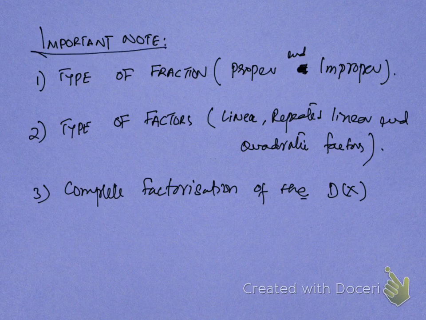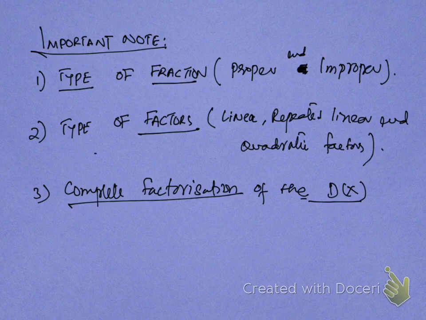Important note: while solving questions of partial fraction, distinguish between the following three things: type of fraction, type of factors, complete factorization of the denominator. Type of fraction. Fraction could be proper and improper. Type of factors could be linear or repeated linear or quadratic. Complete factorization of the denominator we will discuss later.